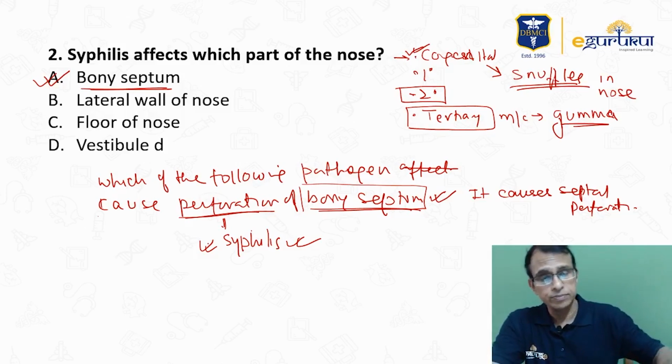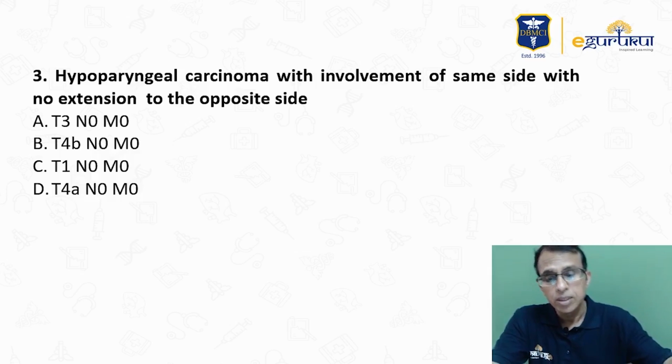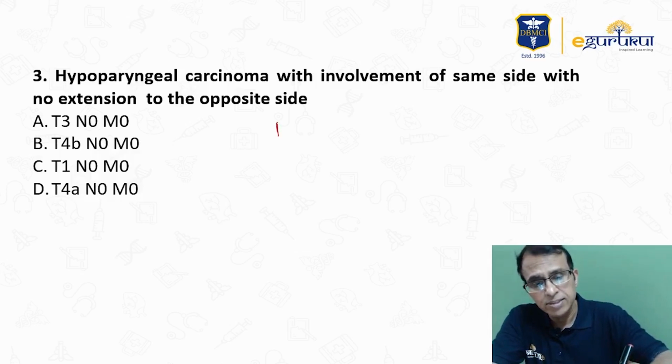Okay, third question. Hypopharyngeal carcinoma, which involves the same side with no extension to the opposite side, is what? T3N0M0, T4B N0M0, T1N0M0, or T4A N0M0. Hypopharynx, pharynx, but first what is your answer?